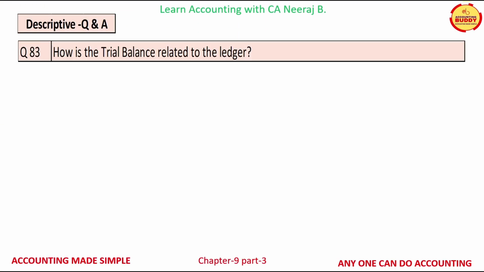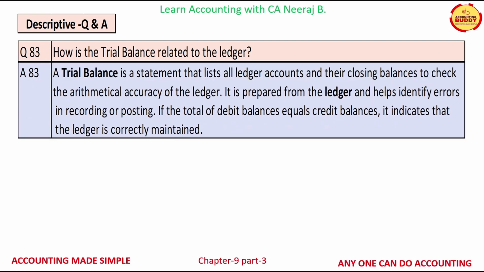Question number 83 is, how is the trial balance related to the ledger? And the answer is, a trial balance is a statement that lists all ledger accounts and their closing balances to check the arithmetical accuracy of the ledger. It is prepared from the ledger and helps identify errors in recording or posting. If the total of debit balances equals credit balances, it indicates that the ledger is correctly maintained.